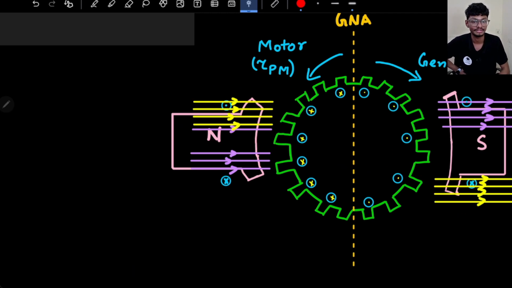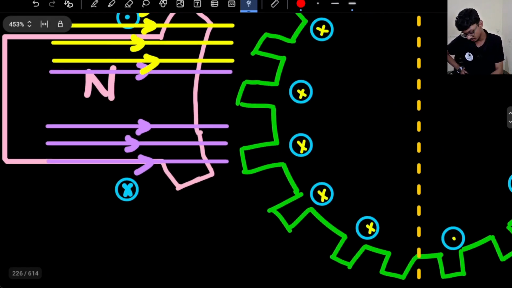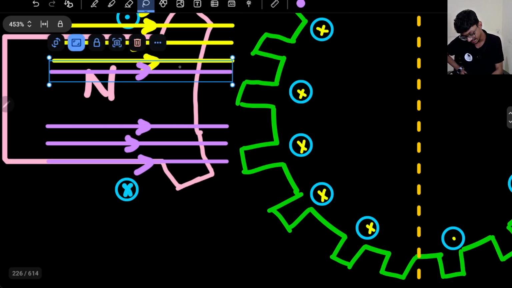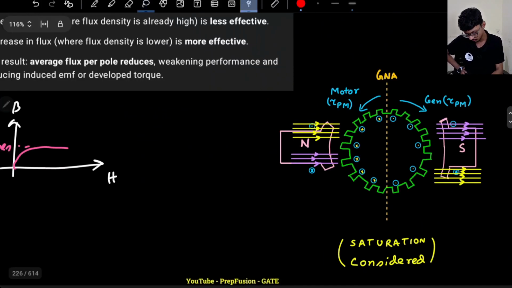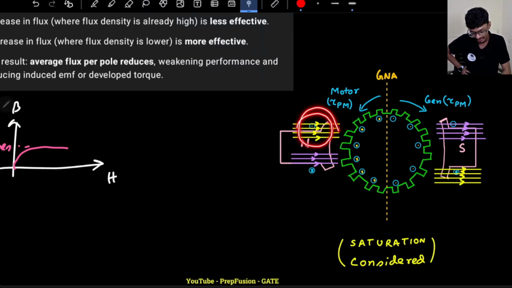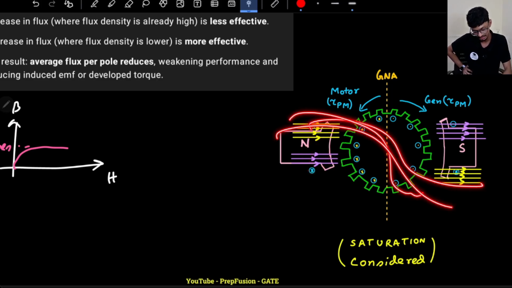If the core saturates, what will happen? Then basically this flux line will simply be deleted, because the core will not allow this many flux lines. Maximum only 4 flux lines can be present. Here again 3 flux lines are present. So here there are lower flux lines, here there are higher flux lines. That is another reason why the flux lines are like this.